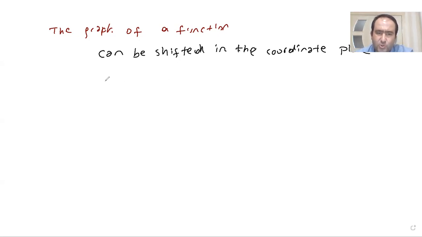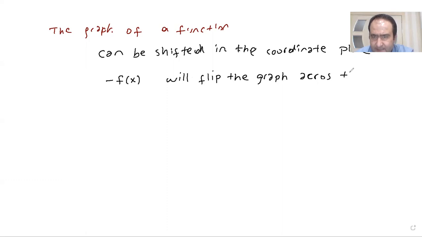There are some rules. For example, minus f(x) will flip the graph across the x-axis.